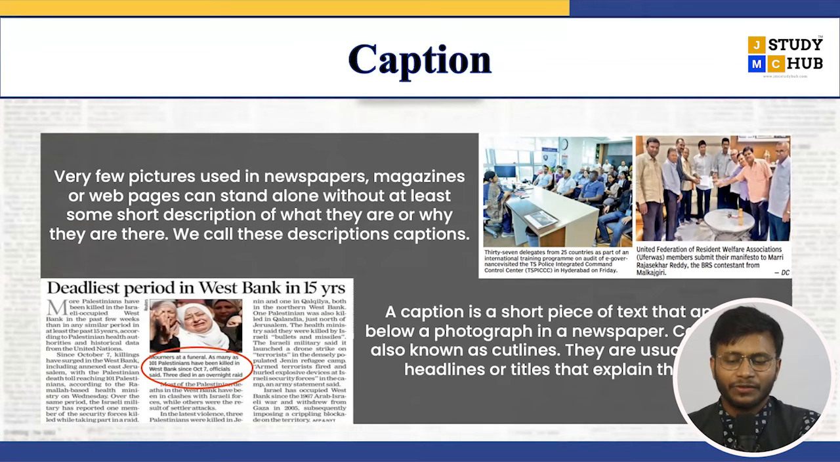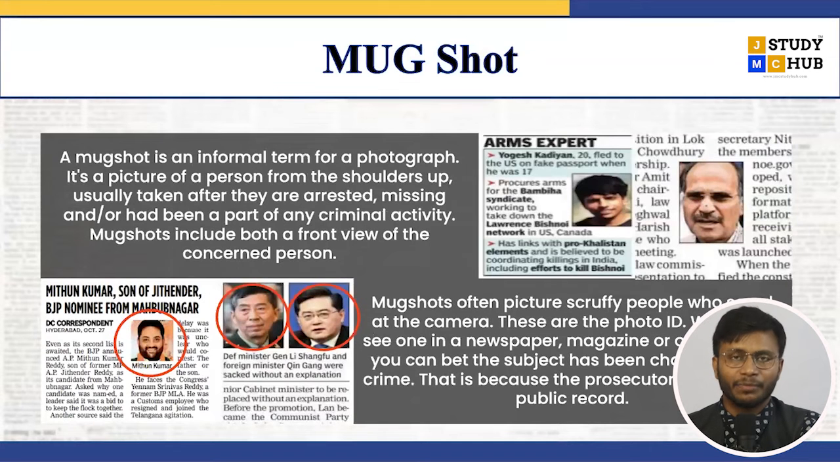Okay, so the caption, which we can see in the three images, is basically a short piece of text appearing below a paragraph or below the photographs. That is basically what the captions are. You can see in all three pictures the caption is there, which describes what the photo is talking about. Next, that is mugshot.